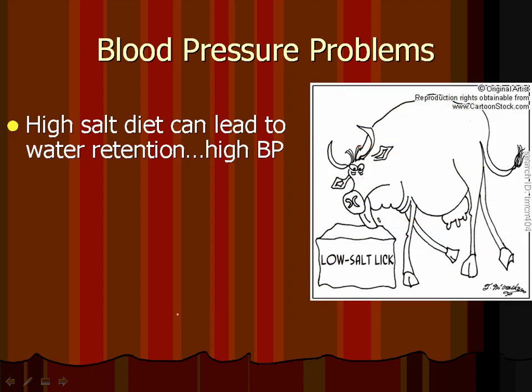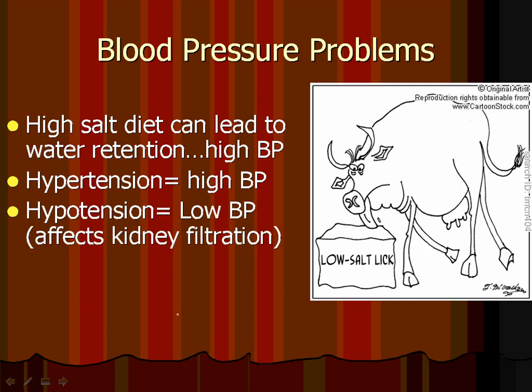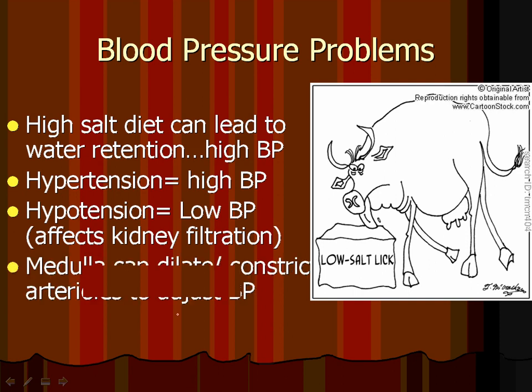The last thing is, we've talked about this in excretion. A high salt diet can lead to water retention because water flows into the blood, which increases the blood pressure. We call that hypertension. Hypotension is low blood pressure, and it affects kidney filtration. As we talked about before, if there's low pressure, we're not going to be able to filter out all of those nutrients and toxins as well as we'd like to.